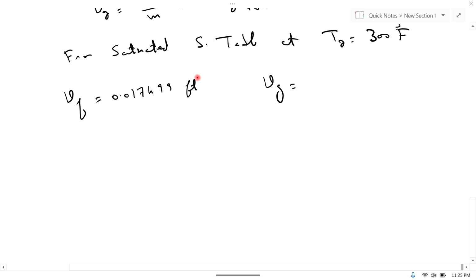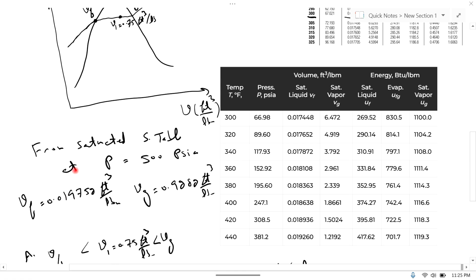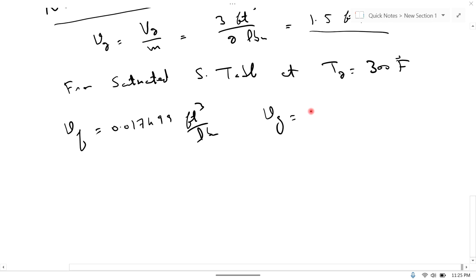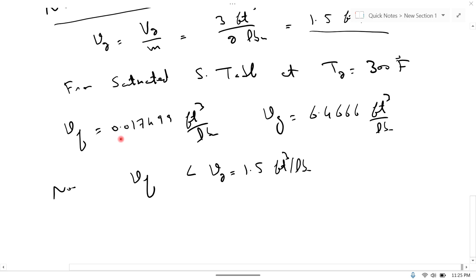Vf is 0.017499 cubic feet per pound mass, and Vg is 6.4666 cubic feet per pound mass. Now V2 is given to us as 1.5 cubic feet per pound mass. This is greater than Vf, 0.017, and less than Vg, 6.4666. This 1.5 is less than 6.4666.